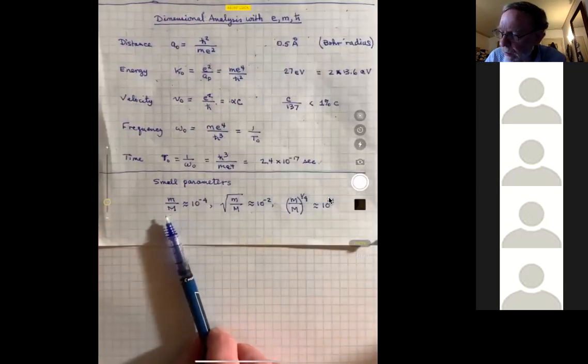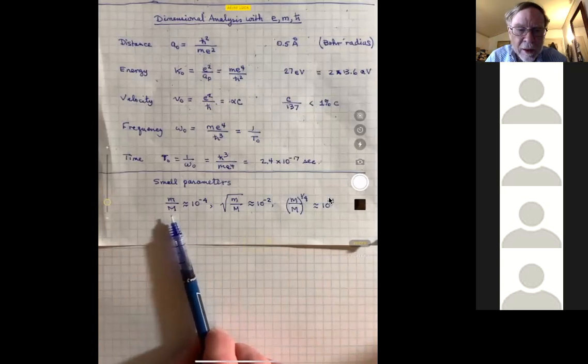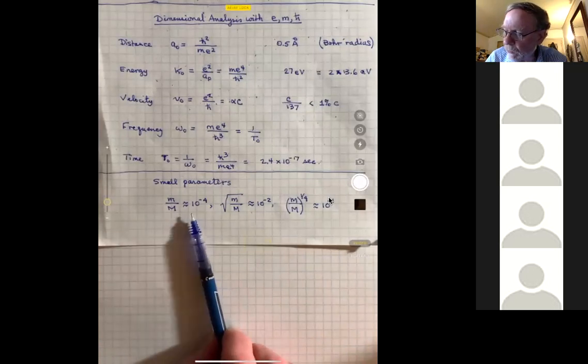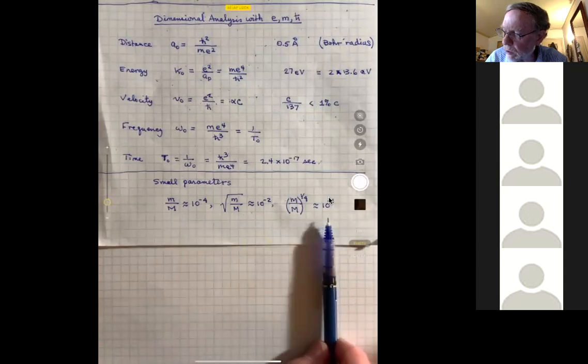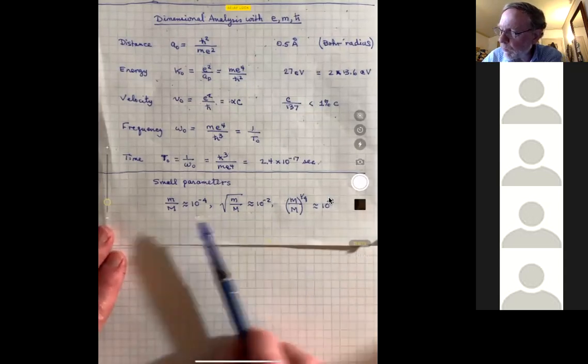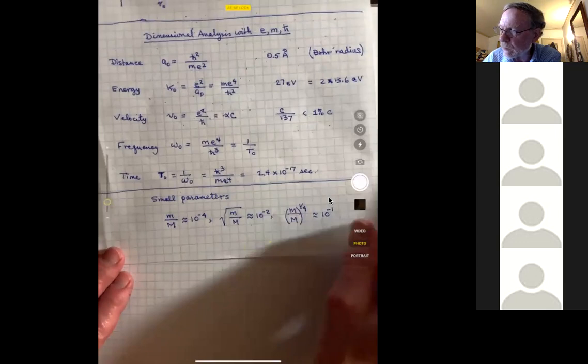The small parameters are the mass ratio, electron mass divided by nuclear mass. Capital M here really means the reduced mass of the molecule, which is about 10 to the minus 4. The square root of it is about 10 to the minus 2, and the 4th root of it is about 10 to the minus 1. We'll see these small parameters appearing in the analysis.